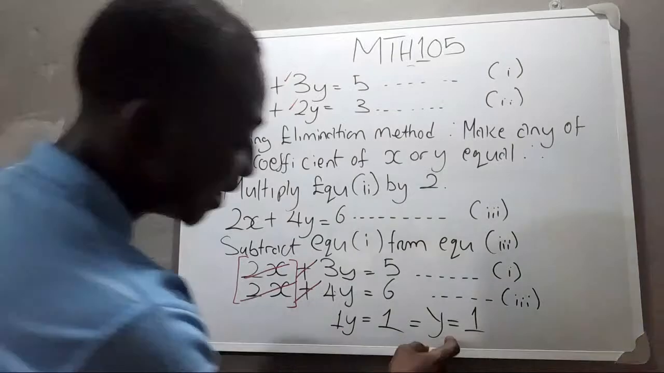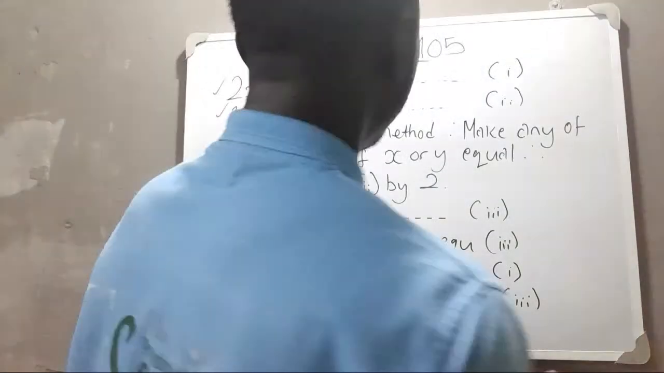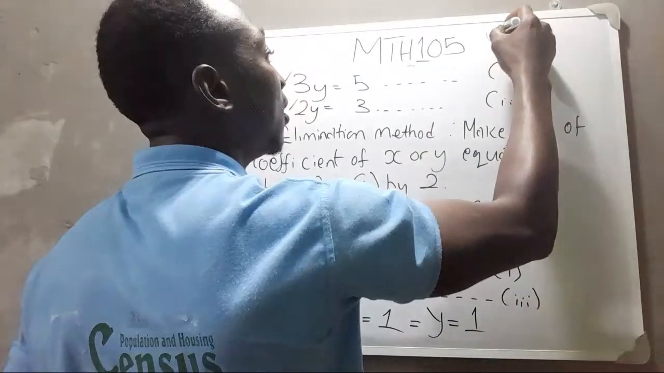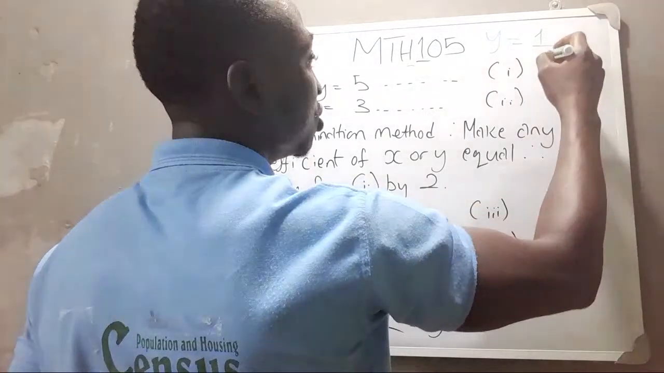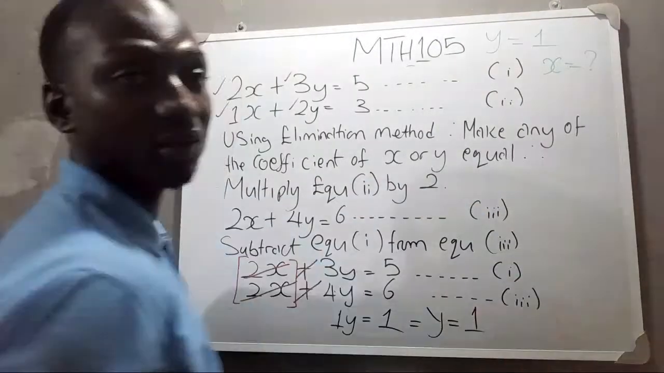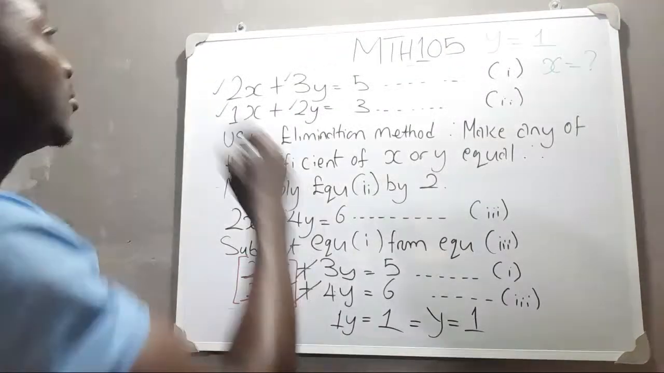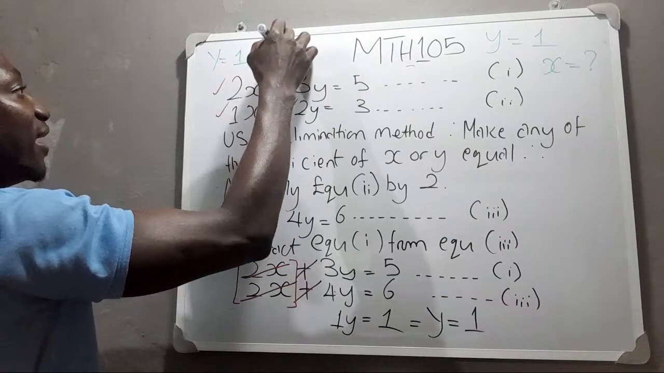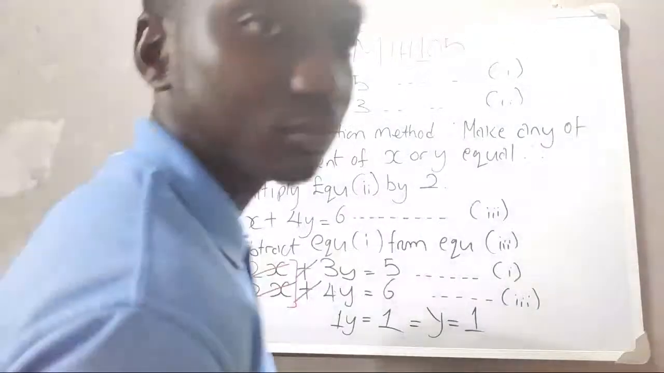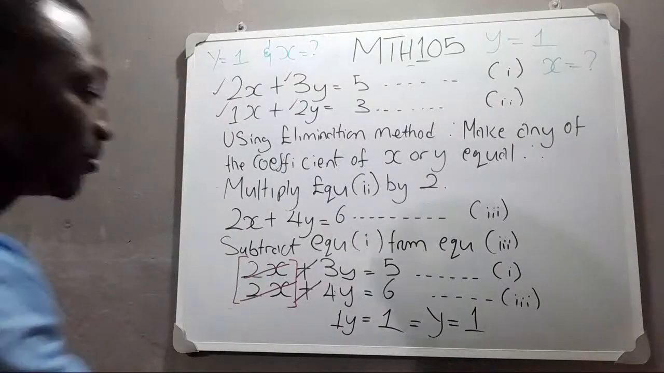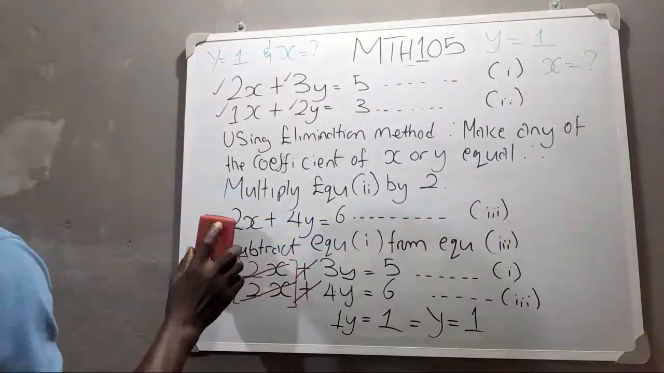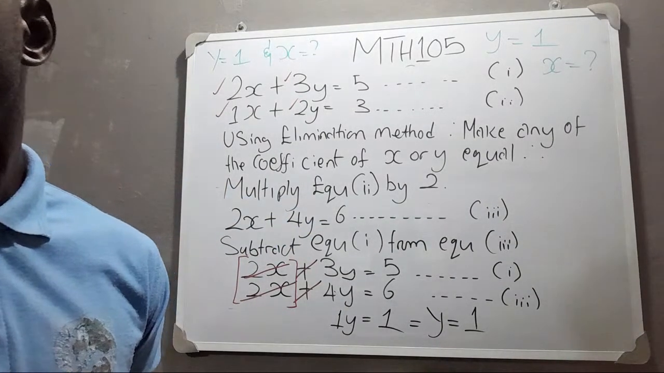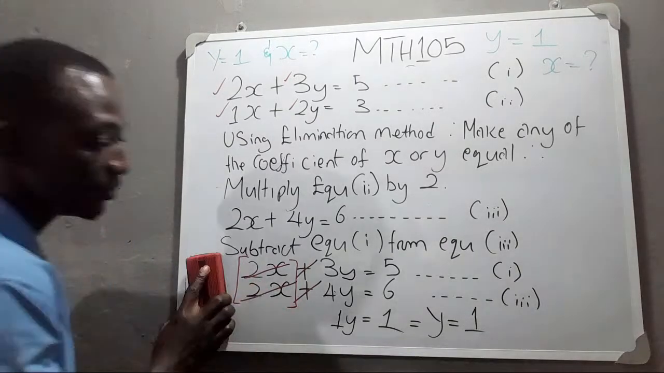So now we've been able to solve for y. So we have it here as y equals 1. So what we are solving for now is x. Y equals 1 and x now is what we are solving for. So let me erase this quickly.